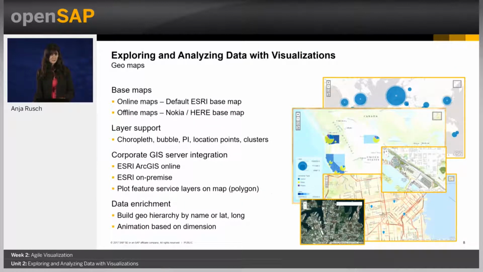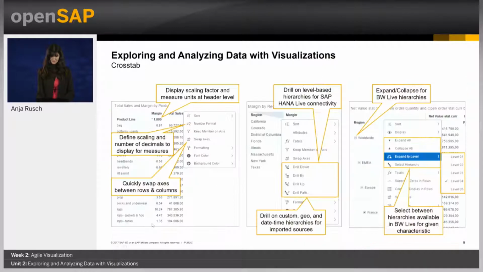For the geomaps, we just had one geomap, but you see here you have different base maps available. You can either have Esri or you have as well offline maps. We just had the bubble layer, but you can have choropleth, you can have bubble, pie, location points and clusters. You could as well work with ArcGIS server integration. For example, you could have the feature servers so that you can integrate polygons. And you need the data enrichment, because you need a geo hierarchy, as you can only work with hierarchy elements to create geomaps. And we saw that we can include an animation as well.